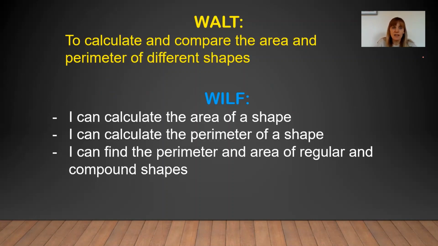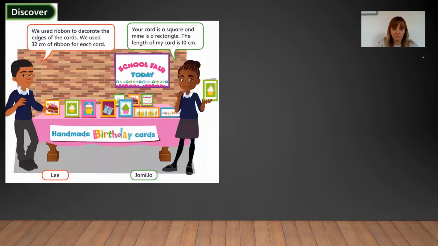Maybe we might know the perimeter, or we might have a missing side, and that's going to help us work that out to look how we could then calculate the area. So for our Discover today, Lee and Jamila have been making some handmade birthday cards. Now they're all different lengths and widths, but Lee has said we've used ribbon to decorate the edges. So all the way around the outside of the card, they've got some ribbon. For each card, they've used 32 centimetres of ribbon.